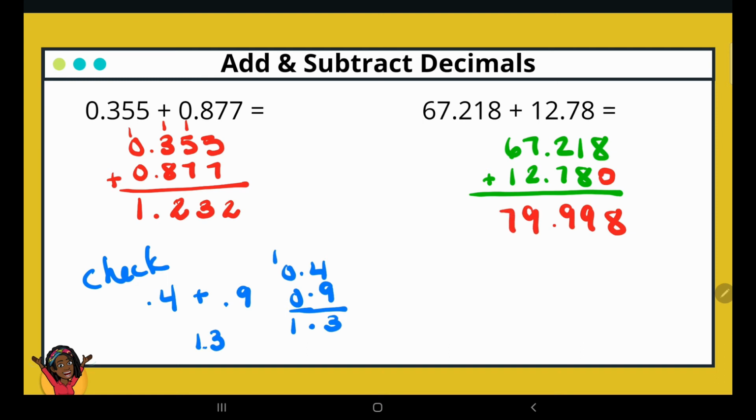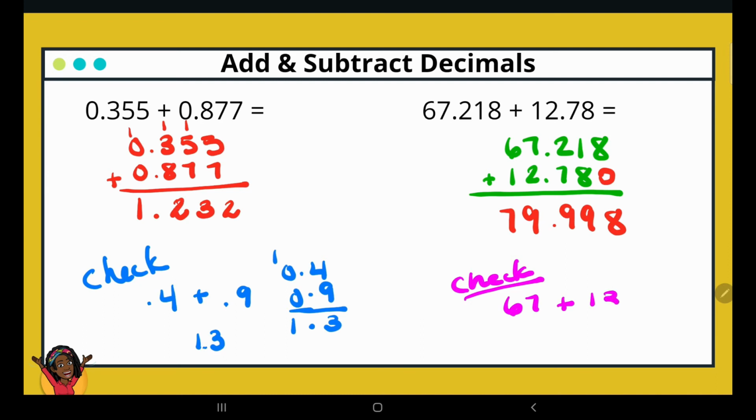So let's go ahead and perform our check. And again, I'm using estimation. 67.218 rounded to a whole number would be about 67. And then 12.78 rounded to a whole number is 13.